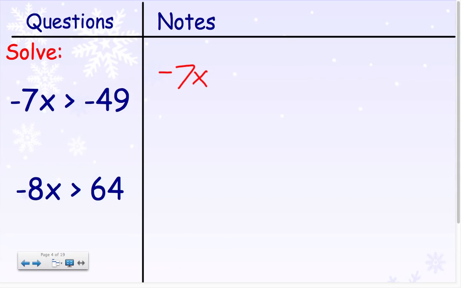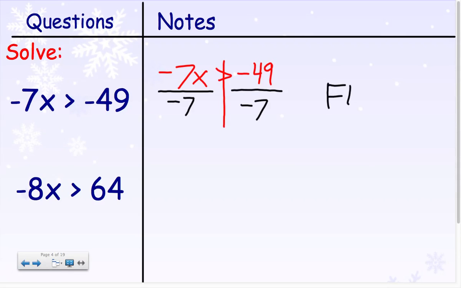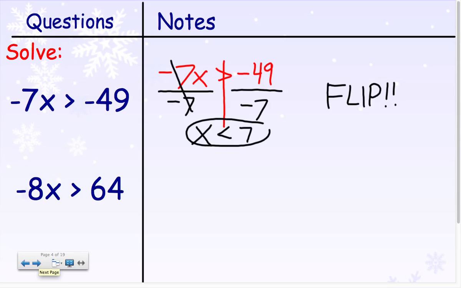Negative 7x is greater than negative 49. Draw my train tracks. This time I'm dividing by a negative 7. Since I'm dividing by a negative, I have to flip. Do that immediately, as soon as you know you need to flip that inequality. Negative 49 divided by negative 7 is positive 7. I don't need to rewrite this one because the x is already on the left.